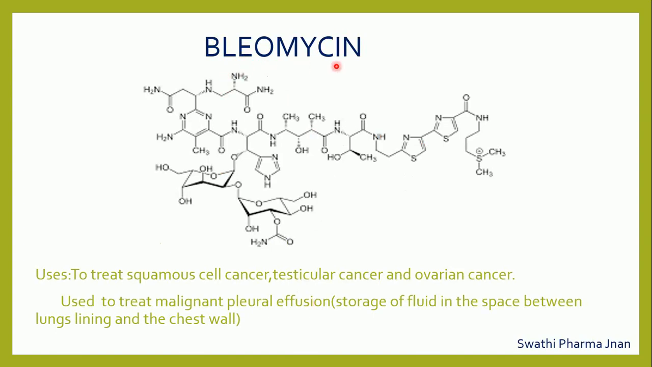Next structure is bleomycin. Bleomycin is a little complicated structure. This structure contains some hexose sugars, and more amino groups are also attached. Along with the amino groups some heterocyclic moieties are also attached. A few heterocyclic moieties like the imidazole nucleus, here the pyrimidine basic nucleus is present, and here thiazole is present.